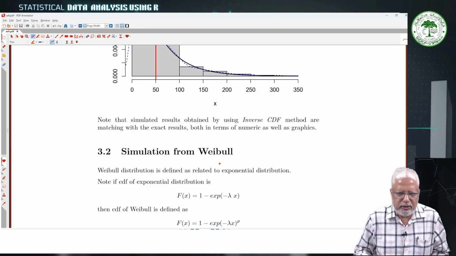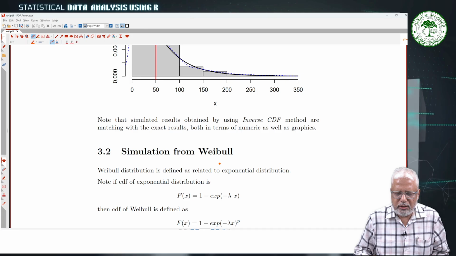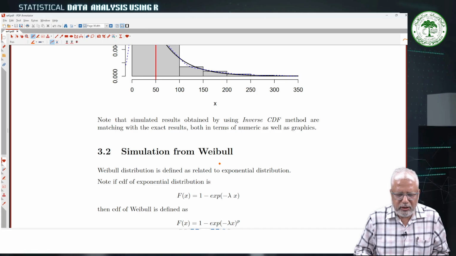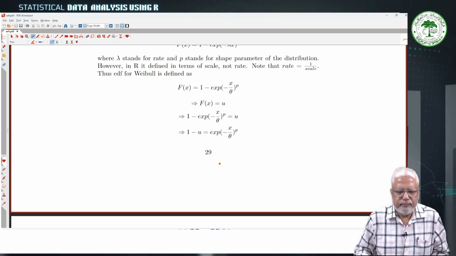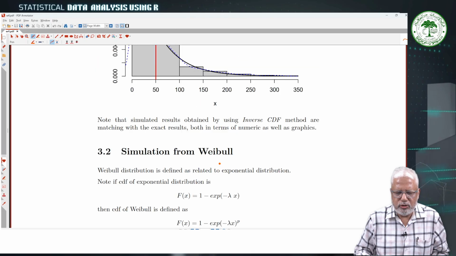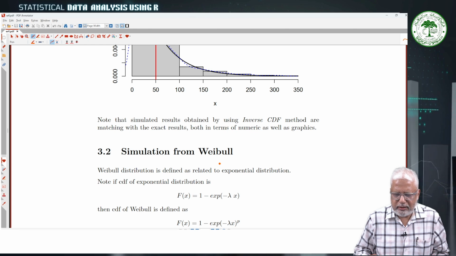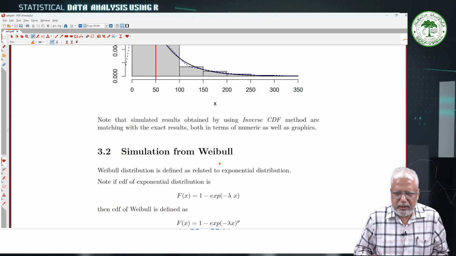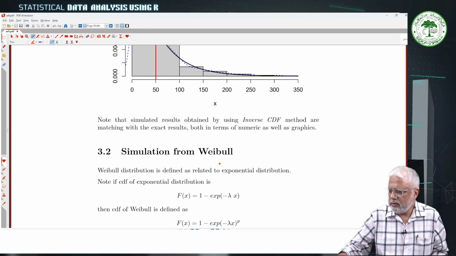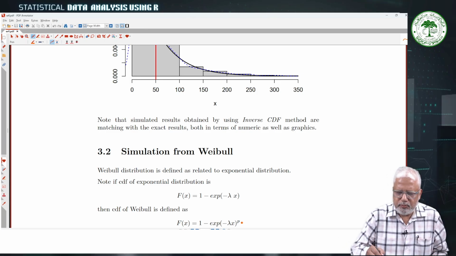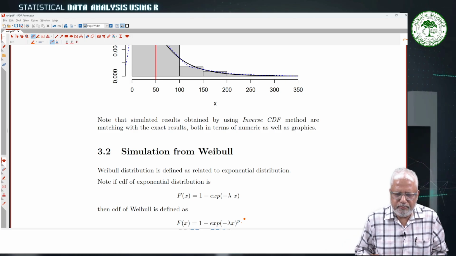Note that the CDF of exponential distribution is F(x) equal to 1 minus e raised to the power minus lambda x. Then the CDF of Weibull is nothing but F(x) equal to 1 minus e raised to the power minus lambda x raised to the power p. Here an additional parameter p is being introduced, this p, this is the shape parameter, this decides the shape.